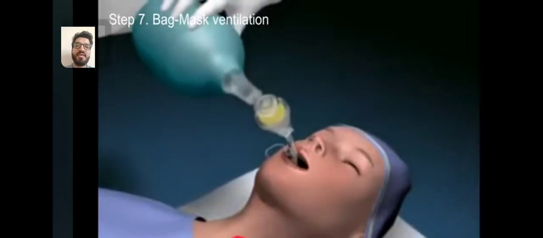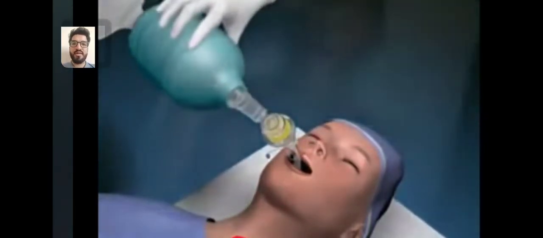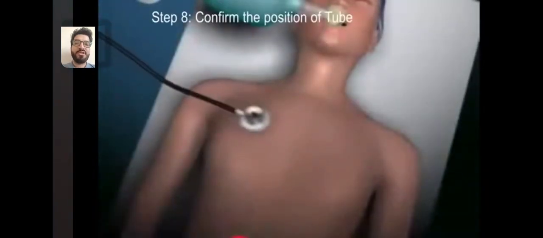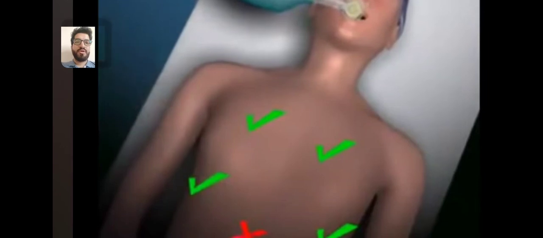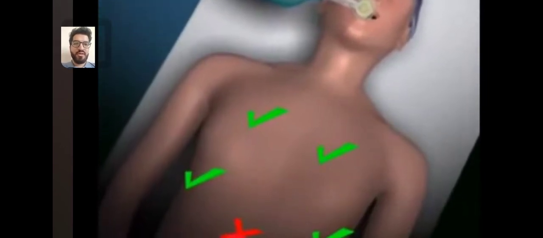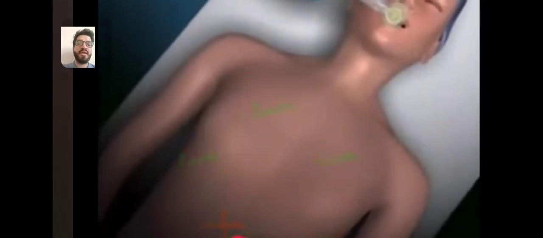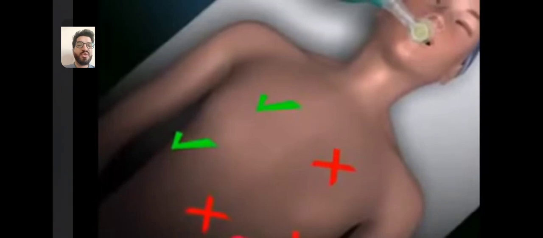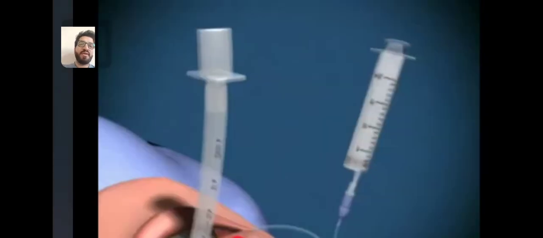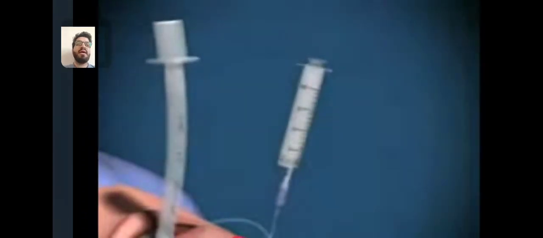Once the cuff is inflated, we can connect the patient to the Ambu bag, the ventilator, or the anesthesia machine, and we can ventilate the patient. We need to confirm that the tube is in the proper position. We need to check at different places whether all the areas of the lungs are being ventilated properly. If one side of the lung is ventilated and the other side is not, then we need to deflate the cuff, take the tube slightly back, and then inflate it.